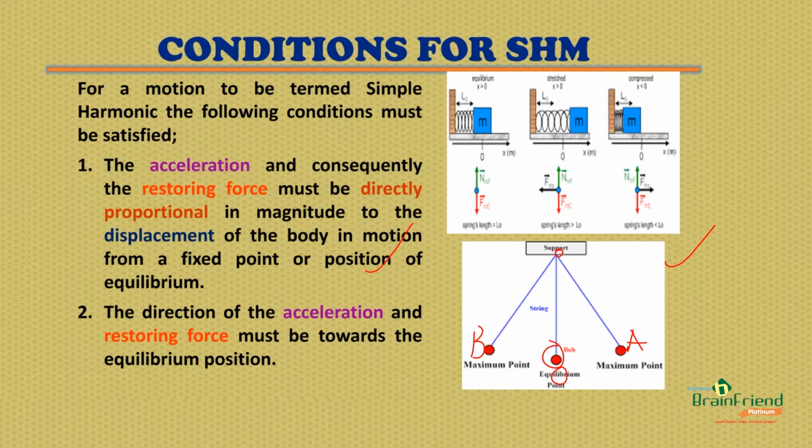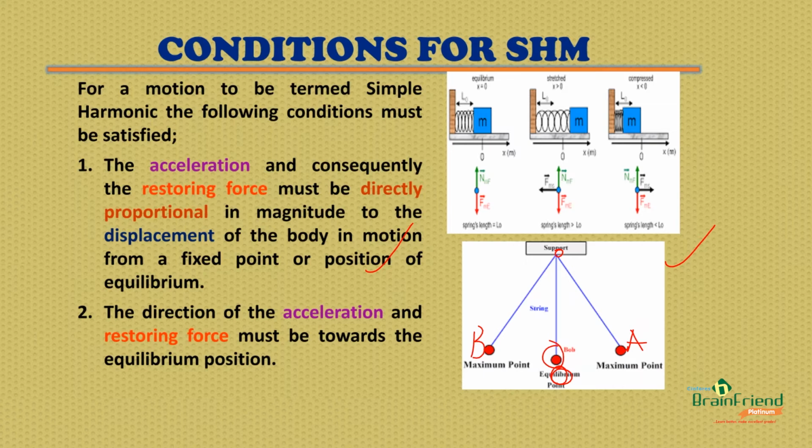The force which tends to move this bulb from either point A or B towards its equilibrium position is called the restoring force, and it is directly proportional to the magnitude of the displacement. That is, the further the displacement of the bulb from the equilibrium point O, the greater the restoring force that pulls it back to the equilibrium point.